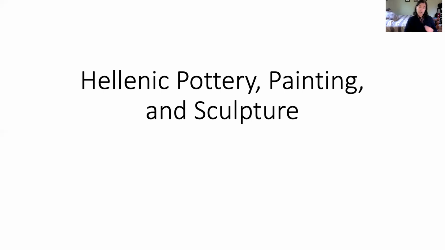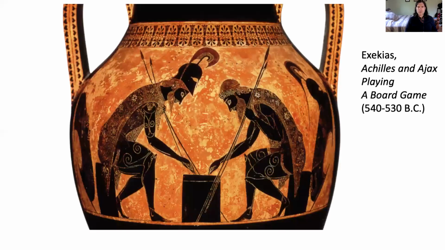All right, so I'm going to start with pottery, and then we'll move on to sculpture. And in both cases, both pottery and sculpture, we'll be looking first at some archaic pieces, or at least one archaic piece, and then classical. So I want to start with this work here by Exekias. Exekias was both the potter and the painter of this work. It's Achilles and Ajax playing a board game. This comes from the Archaic period.